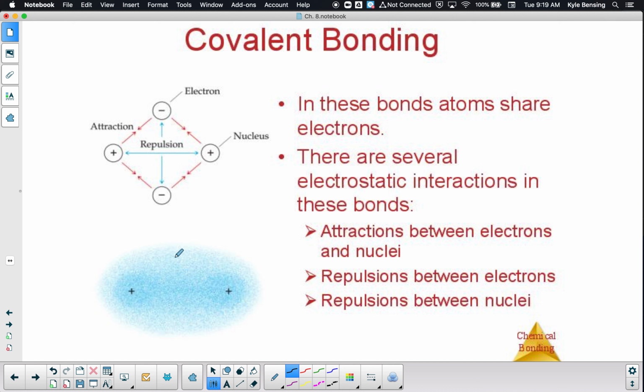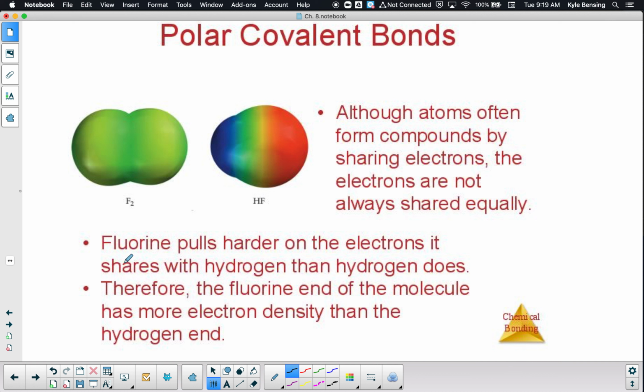So it looks something like this. You see at the bottom here: attractions between electrons and nuclei, and repulsions between electrons and repulsions between nuclei. Okay, so here's what happens though. Because atoms are different, you can have an unequal sharing of the electrons that are between them. Take a look at F2 as the example.